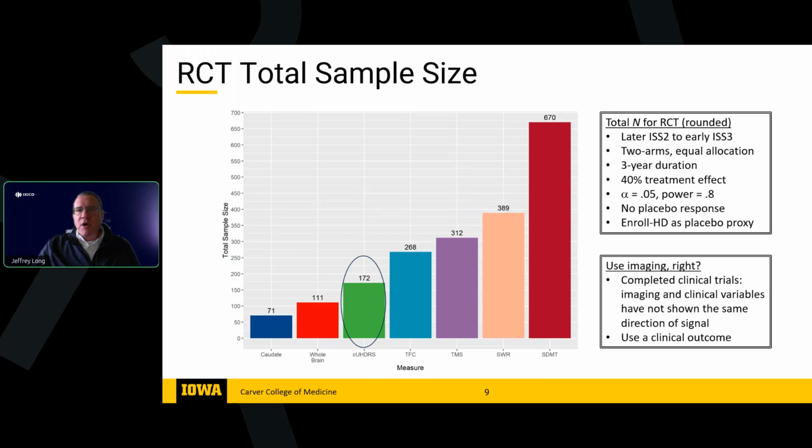So I think for the moment, we're wedded to a clinical variable, and probably this cUHDRS is the best candidate because of the efficacy as illustrated in this figure. Next, please.